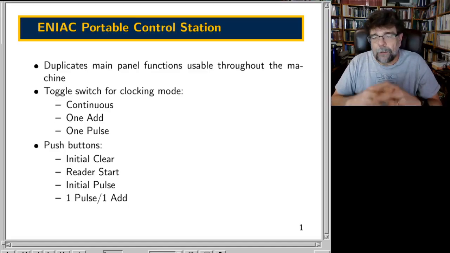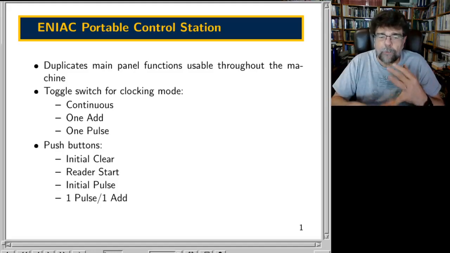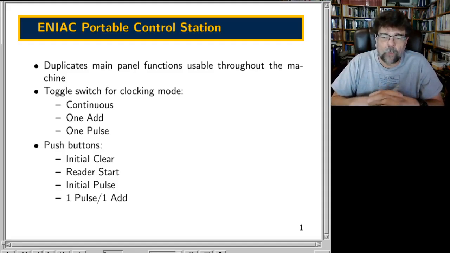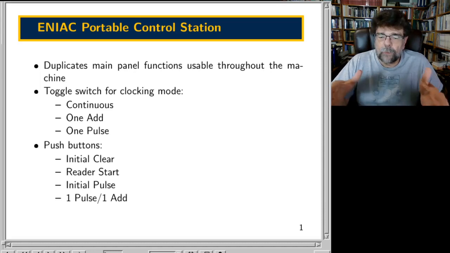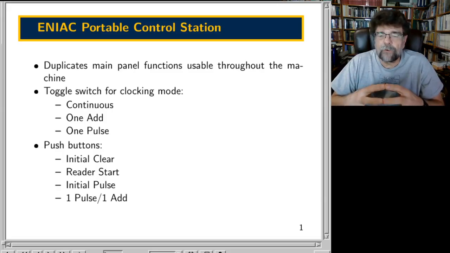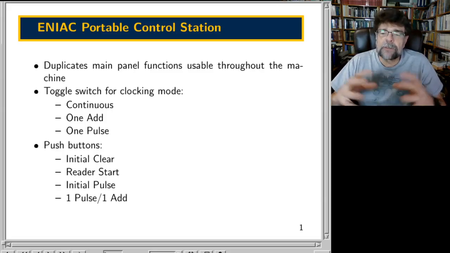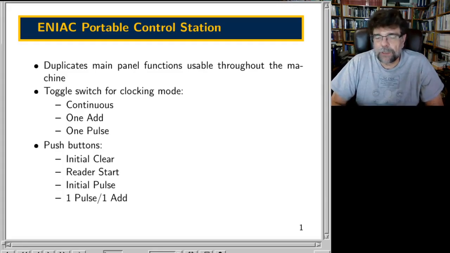Now, the clocking controls give us these 3 options: a continuous mode, a 1 add time mode, and a 1 pulse mode. The clocking of the machine is based on a master 100 kilohertz clock. That clock is divided into segments of 20 pulses, and each group of 20 pulses constitutes 1 addition time. This is the basic operation of the machine, somewhat analogous to executing an instruction on current machines.